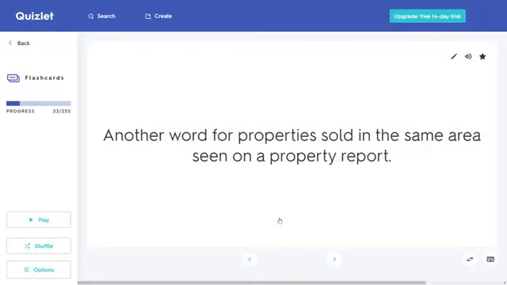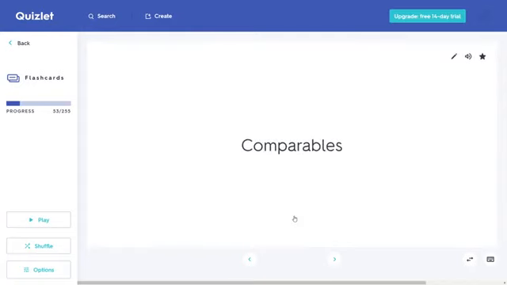Let's learn. Comparables are just another word for property sold in the same area, seen on a property report. Again, when you're doing these property reports, there's going to be a little section like comparables. Basically, that means properties sold in the same area, normally not only in the same area, but also the same type of property. That's pretty much what comparables are. They're used on the property report.